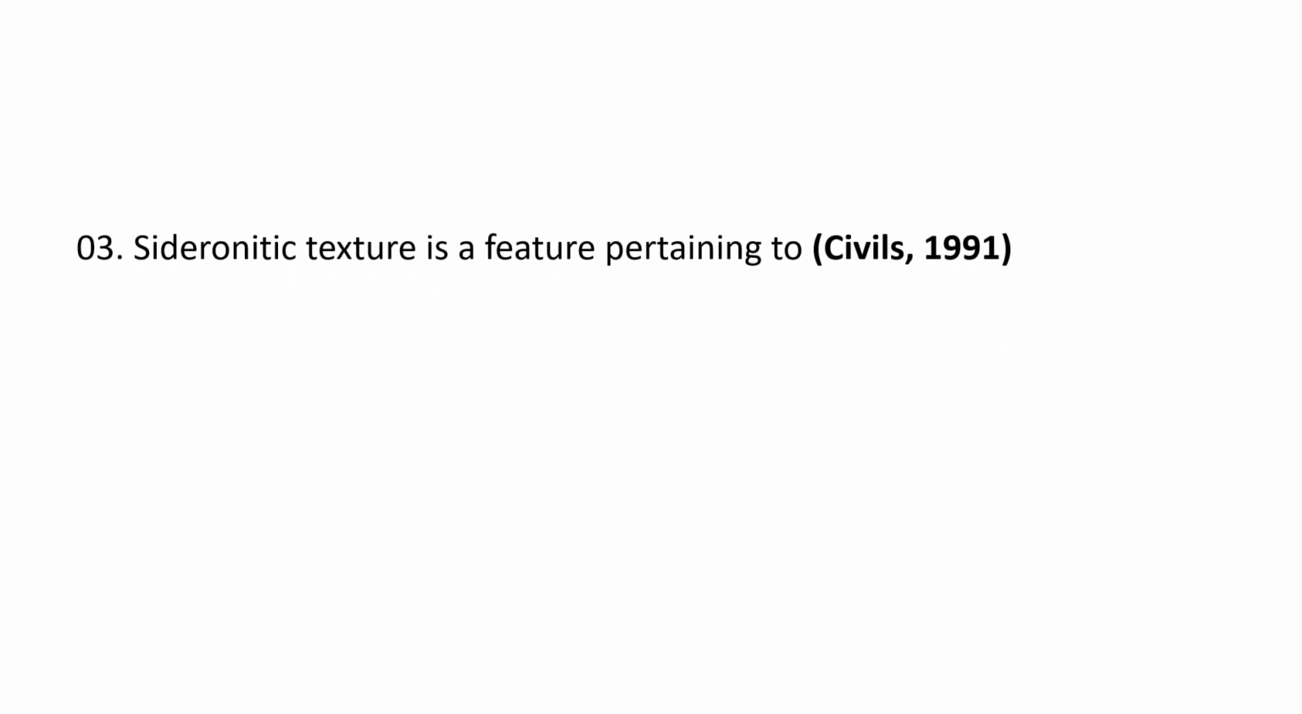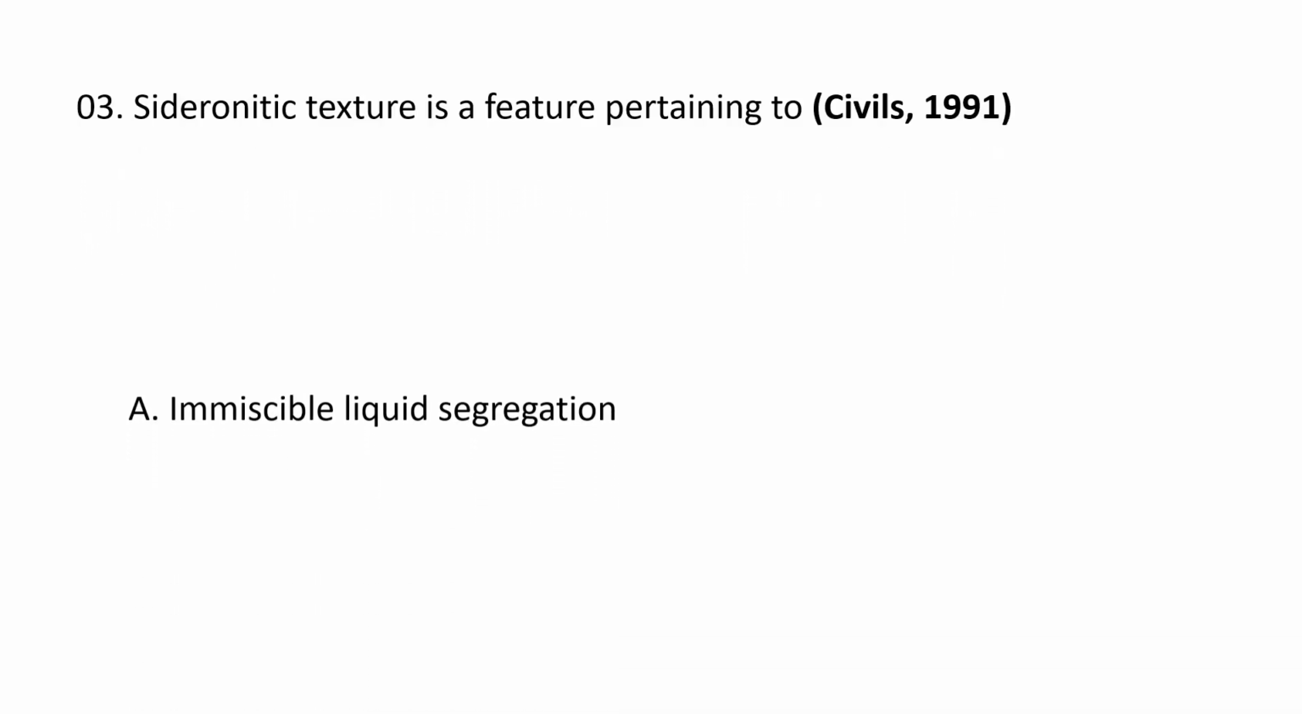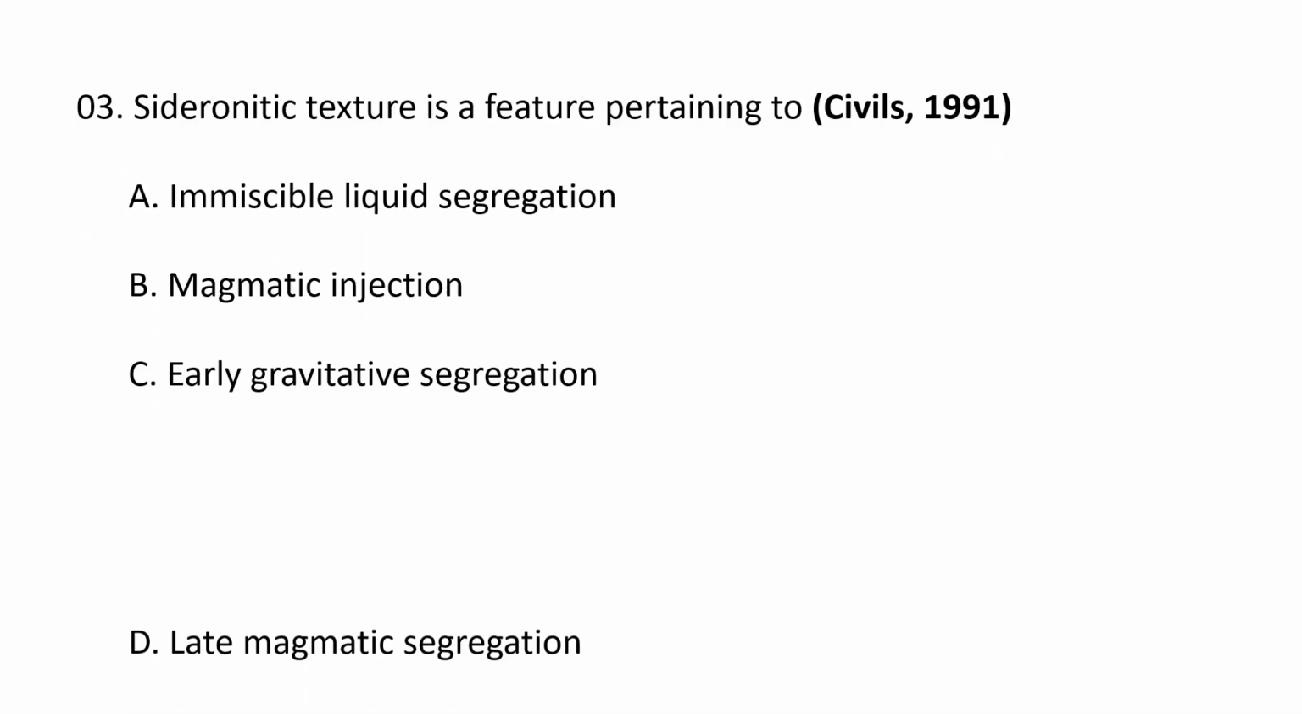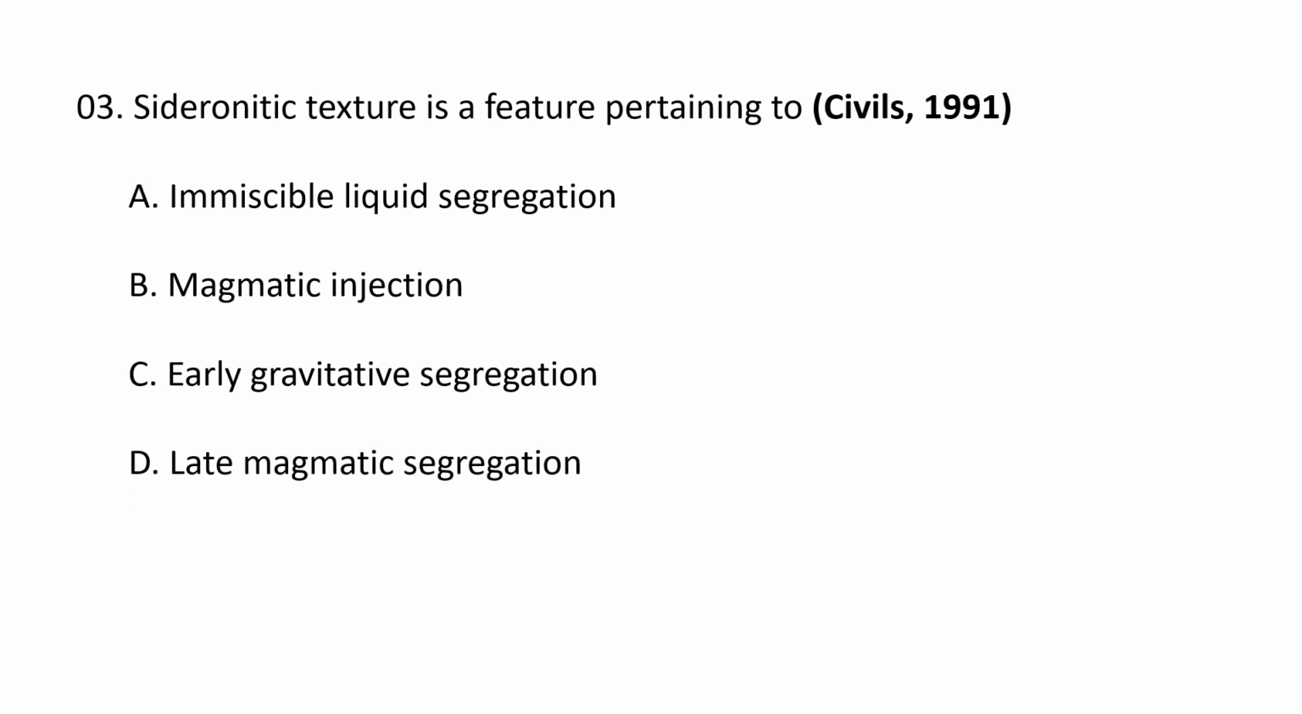Next question. Sideronitic texture is a feature pertaining to: A. Immiscible liquid segregation, B. Magmatic injection, C. Early gravitative segregation, D. Late magmatic segregation. So correct answer is B, magmatic injection.